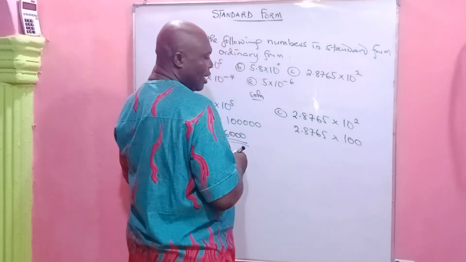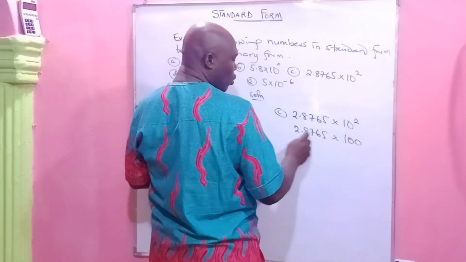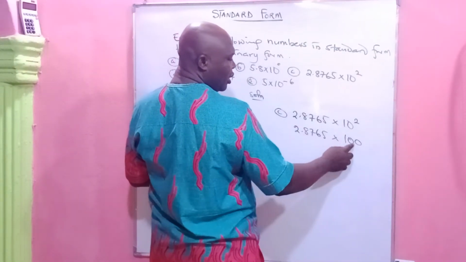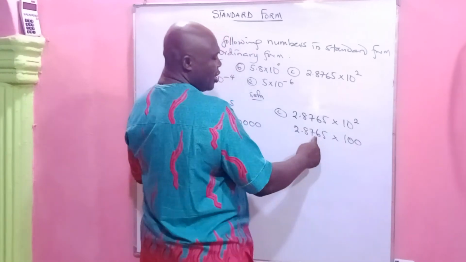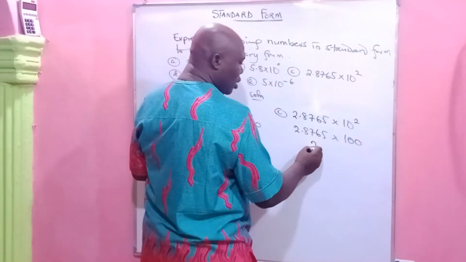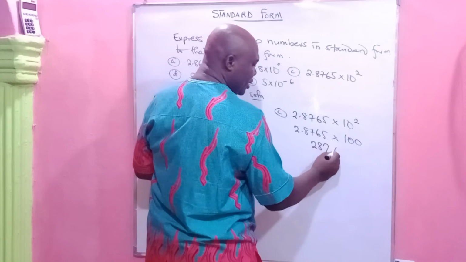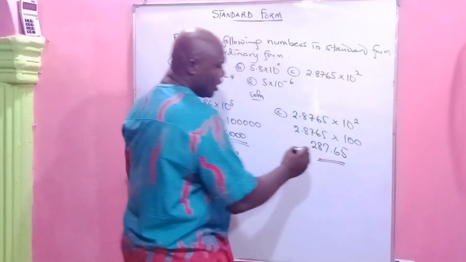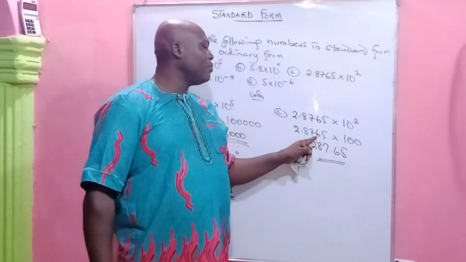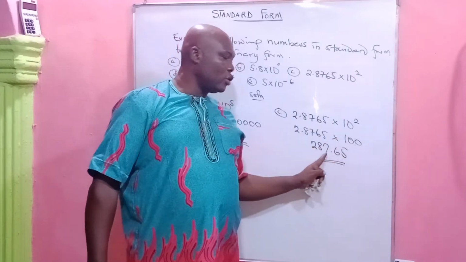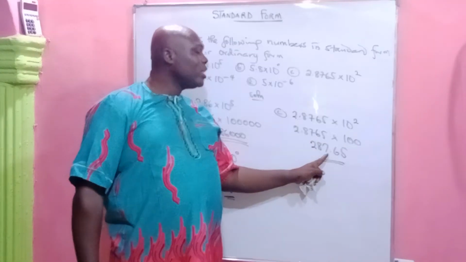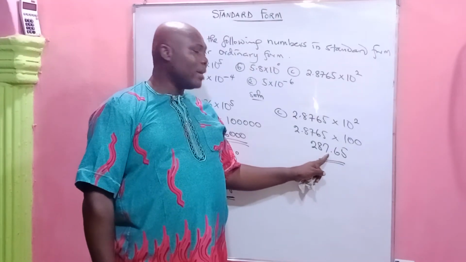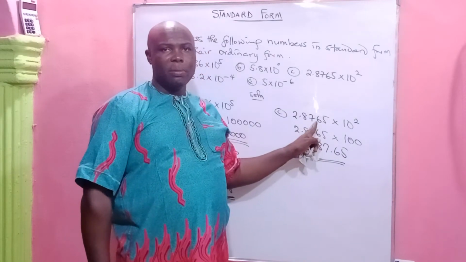So of course, I've told you, for 1 0 to go, it comes here. For the other 0 to go, it goes here. So at the end of the day, you're going to have 287.65. That will be your final answer. So if you take 2.8765 and you times by 100, you should have this. So this is the original number that when expressed in standard form, it will give you this. Please take note of that.